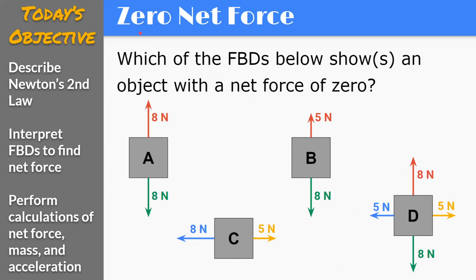So I asked you a question a moment ago about 0 net force, and we said that that means it wouldn't accelerate. And I've got 4 different diagrams here, and I've labeled them A, B, C, D. And it says, which of the free body diagrams below shows an object with a net force of 0? I'll give you a moment to look at it. Look at A, B, C, and D and see if you can figure out which one or which ones would have a net force of 0. And you can talk to your neighbor about it as well if you like.